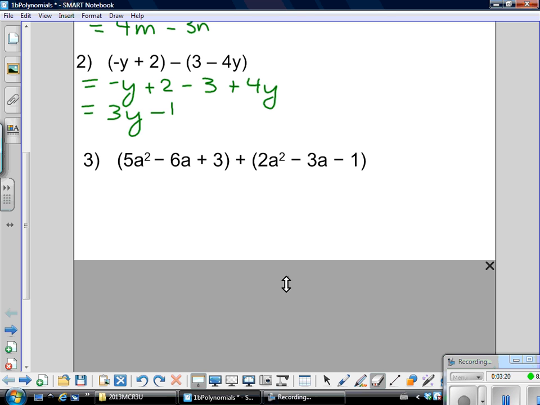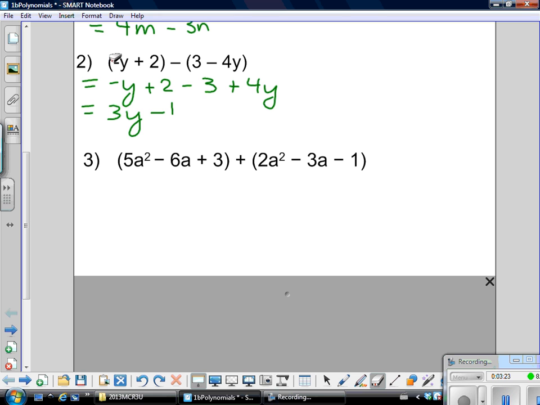And the next one looks harder than the previous two, but really all they've done is add some more terms to each polynomial. So the same thing applies here. We're going to take off the brackets. We have adding for our second polynomial, so it's just a matter of taking off the brackets. So we end up with 5a squared minus 6a and a positive 3 plus 2a squared minus 3a and our negative 1.